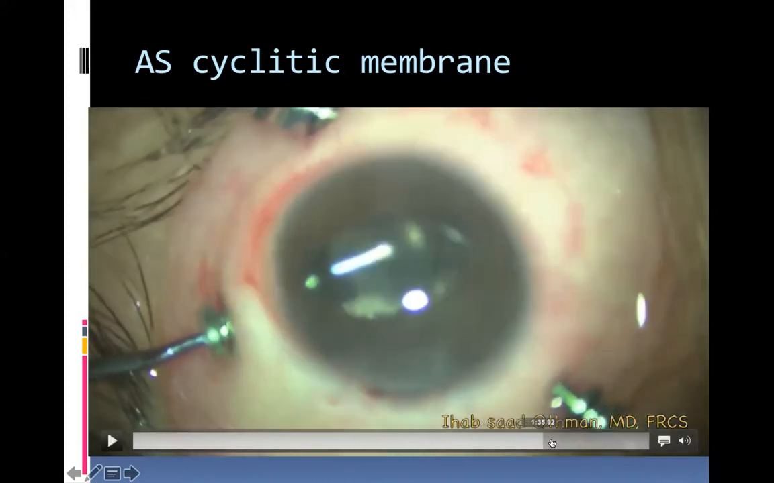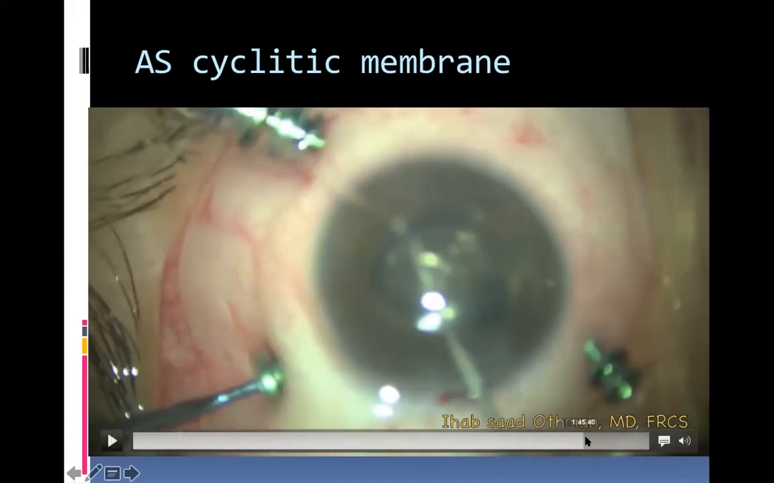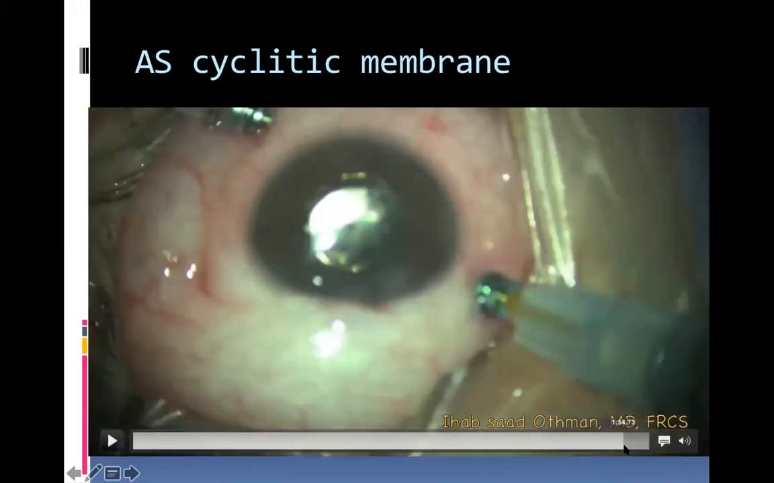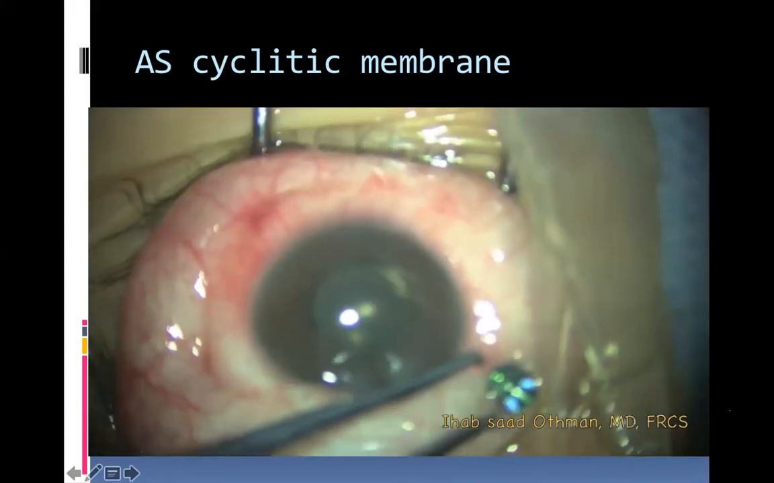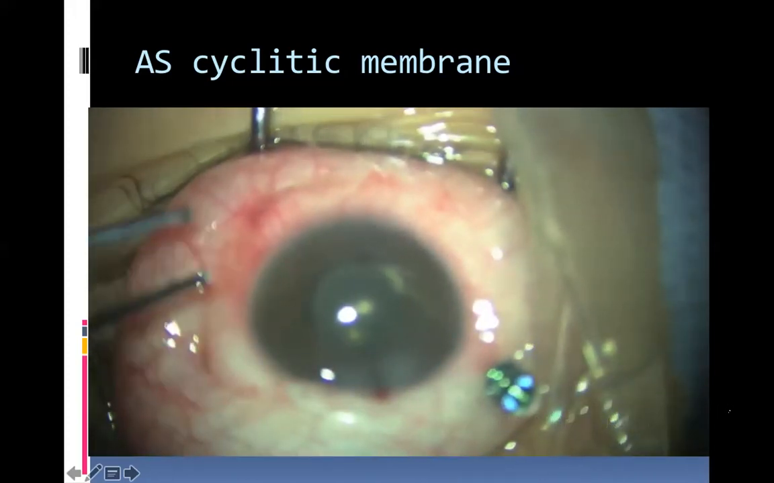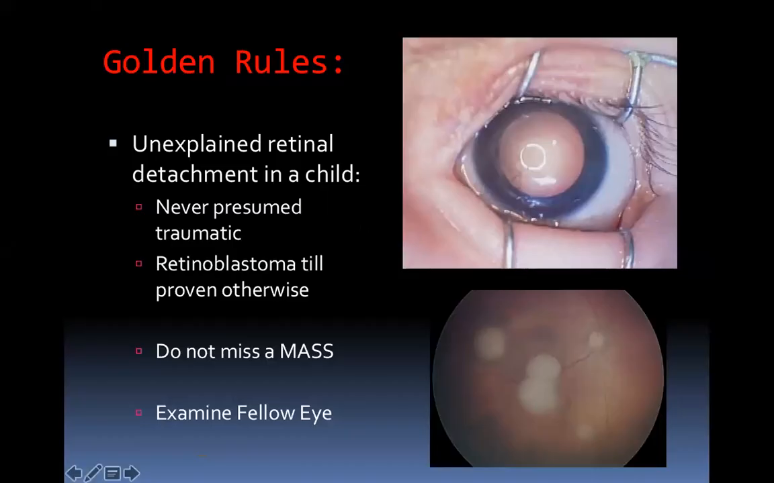This child was near 2 years of age, and we put an implant in such a child, and we use silicone oil. Now we're using Densiron if we want to maintain retinal stability, depending on the situation, and we remove the silicone shortly after. I'm finishing up with some golden rules that have stood the test of time.